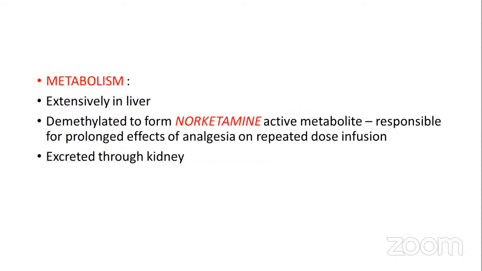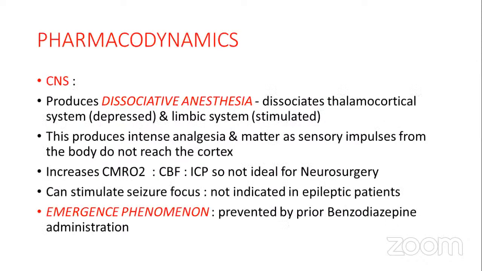It is metabolized extensively in the liver, demethylated to form the active metabolite norketamine, which is responsible for prolonged effects of analgesia on repeated dose infusion, and is excreted through the kidney. Pharmacodynamics of ketamine in the central nervous system: it causes dissociative anesthesia, which means it dissociates the thalamocortical system and limbic system, which produces intense analgesia, and sensory impulses from the body do not reach the cortex.